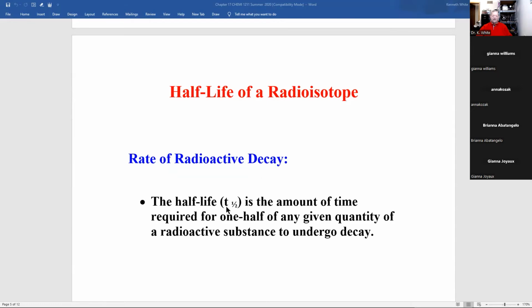The half-life, abbreviated by T1/2, is the amount of time required for 1/2 of any given quantity of the radioactive substance to undergo decay to non-radioactive substance. So the half-life is, if you have 100 grams of compound X and it has a half-life of 1 day, after 1 day, you'll have 50 grams.